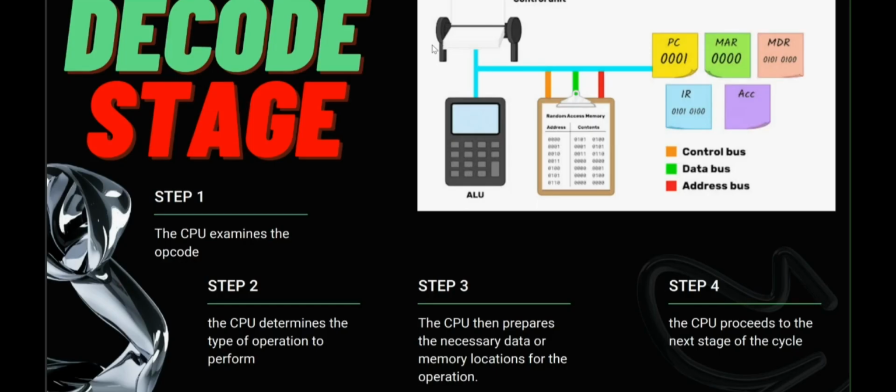Hello, myself Soham Kature. My roll number is 57 from my division, and I am going to explain the decode and the execution stage in the instruction execution cycle.